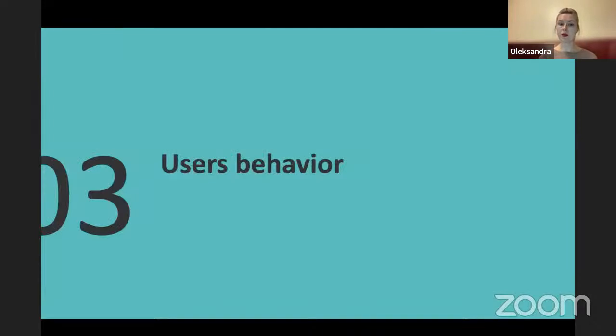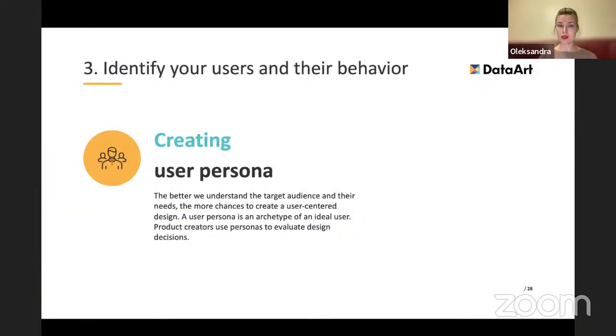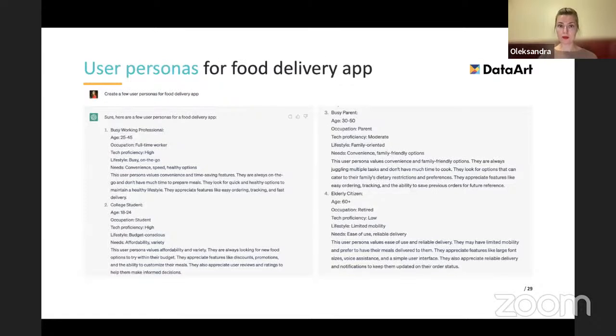So let's define our user's behavior and start with creating user personas. Based on what we have, I requested ChatGPT to create some user personas for a food delivery app, and it provides us information about 4 personas, about their age, occupation, tech proficiency, lifestyle, needs, and some general contextual information.